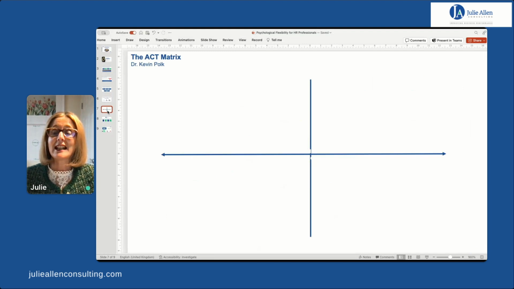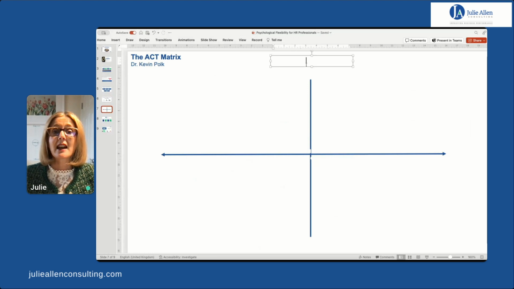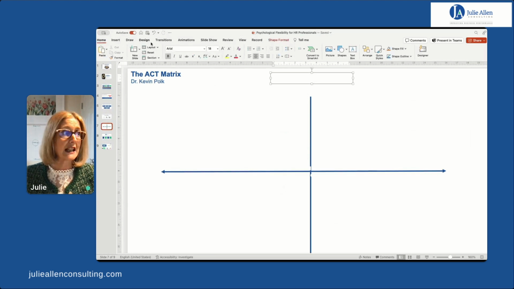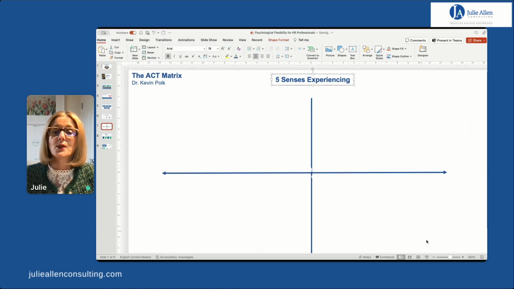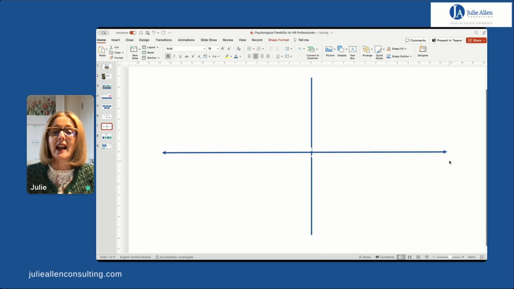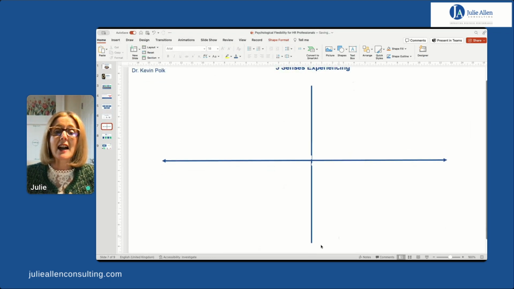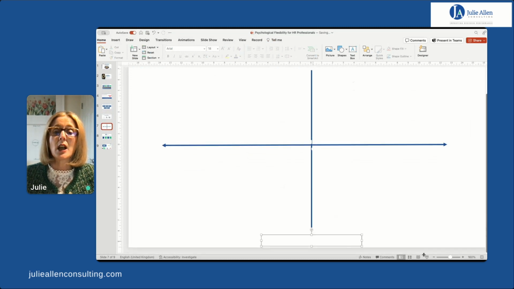So what I'd like to do is, if I could ask you to take a sheet of paper and draw 2 lines in front of you, a vertical line and a horizontal line, creating a matrix. At the top of this matrix, we are going to write 5 senses experiencing. So if you can just write at the top of the page 5 senses experiencing, and at the bottom of this line, we are going to now write mental experiencing.